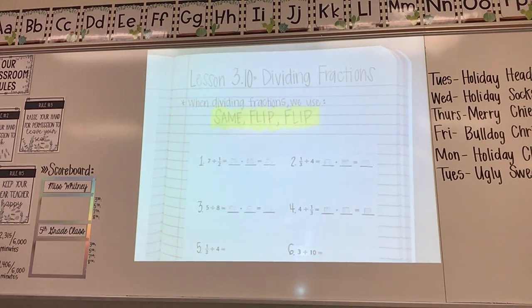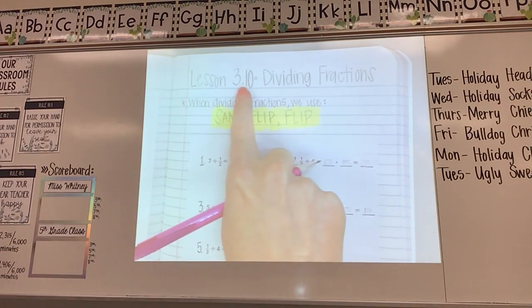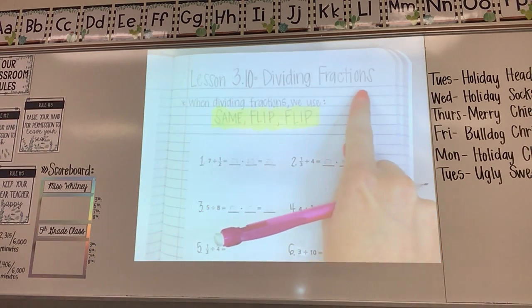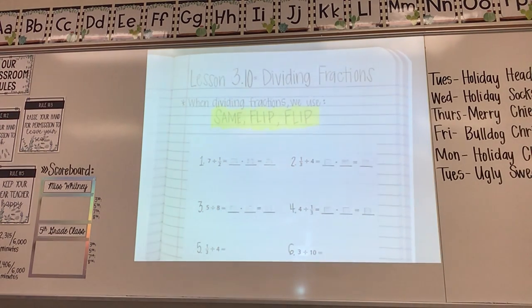Hello, fifth grade. Today's math lesson is lesson 3.10, and this is over dividing fractions. So we have already learned how to add and subtract fractions. That was during unit 1, and then so far in unit 3, we have been multiplying fractions. So today, finally, we are going to learn how to divide those fractions so that we know how to do all 4 things: add, subtract, multiply, and divide when we're working with fractions.